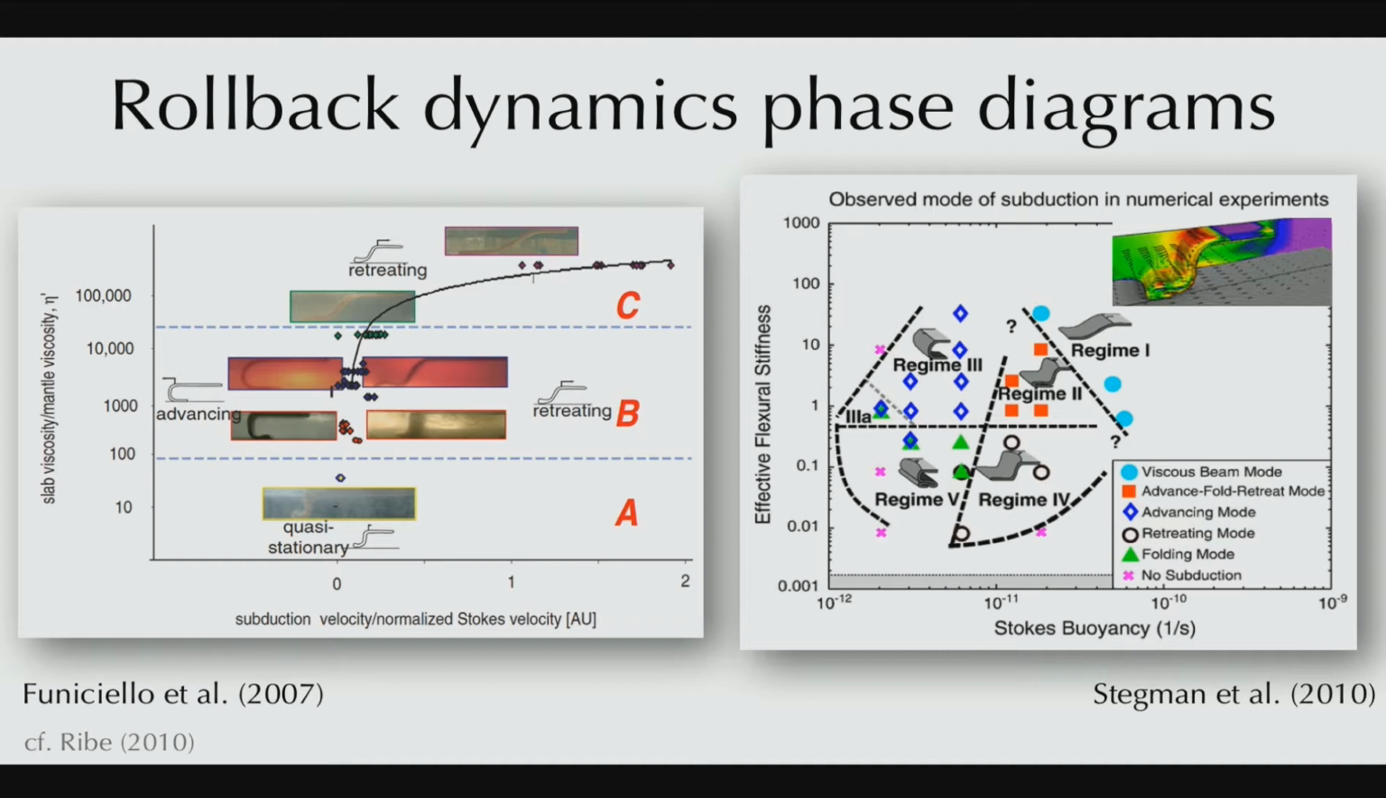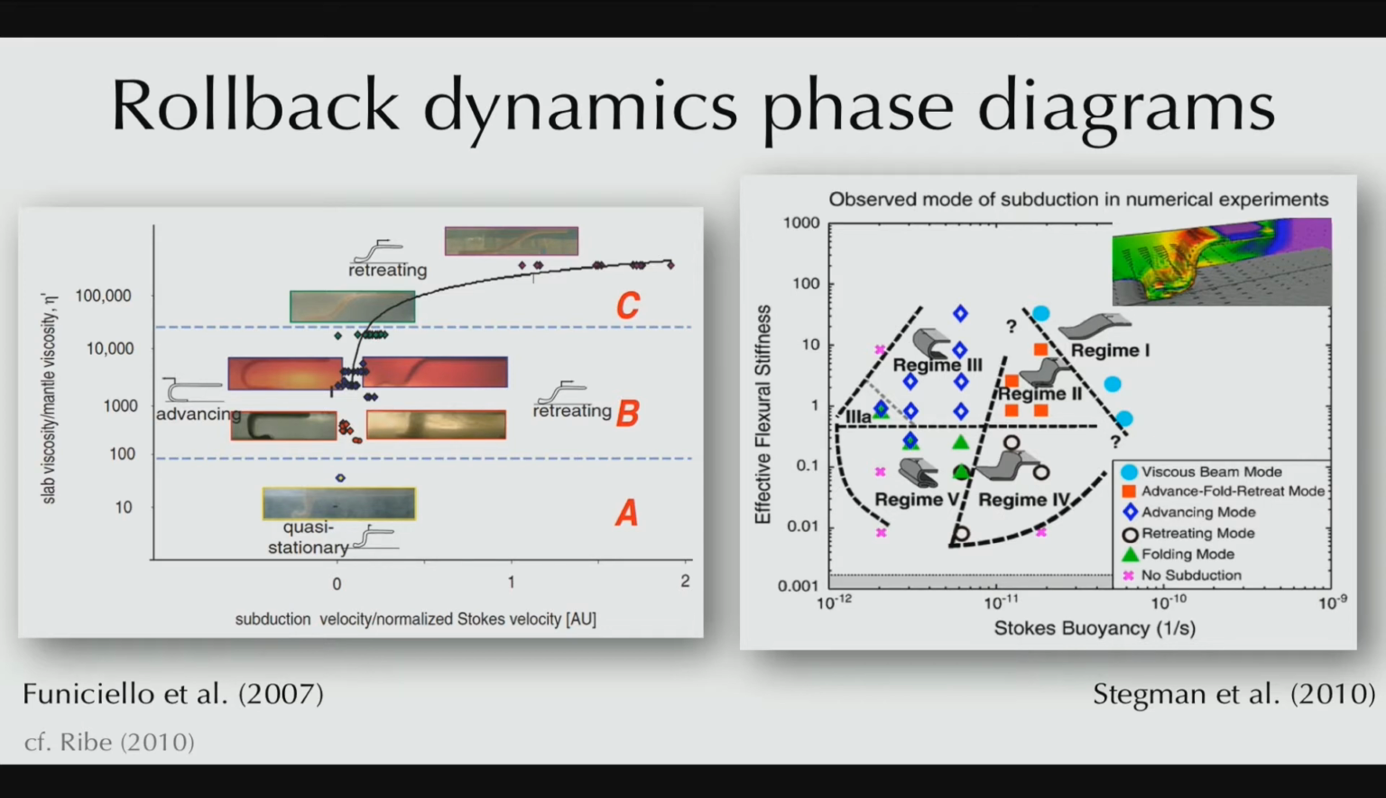And this is showing you that as a function of the normalized Stokes velocity, which is something like a density contrast, and the strength of the slab, you go from rollback of the trench to advancing in this intermediate scheme and then to retreating again, depending on the bending strength of the slab. Here's another diagram from Dave Stegman based on numerical work showing you again that based on density and some sort of stiffness of the slab, you get different regimes, right?